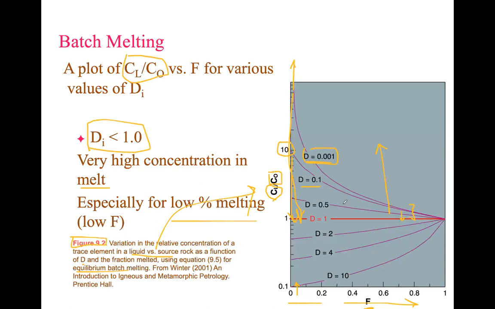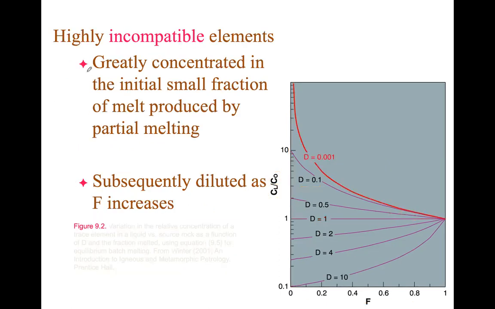So you can see how they behave, right? For a very little degree of melting, a large amount of incompatible elements are fractionated. This is a very important feature of batch melting. Take the highly incompatible elements here: they are greatly concentrated in the initial small fraction of melt. That is what we just looked at. A very little degree of melting means the very initial melts, so a large amount of trace elements have gone there, highly concentrated in the initial small fraction of melt.